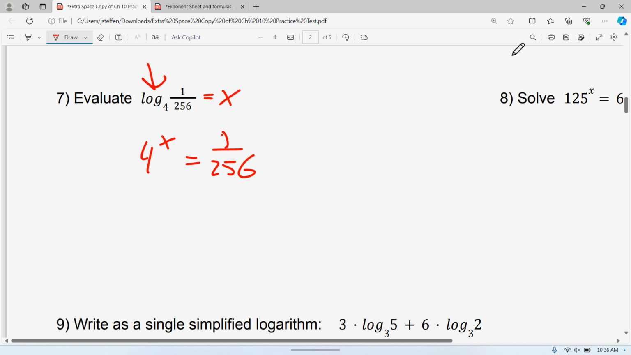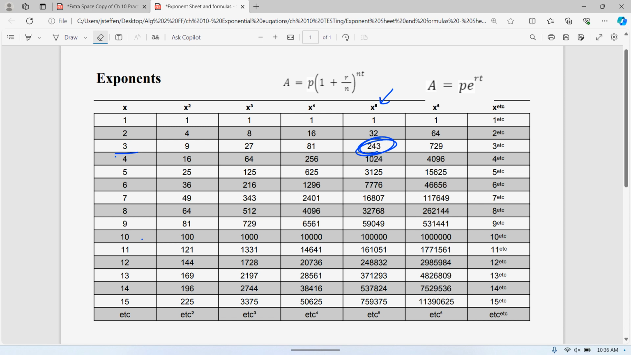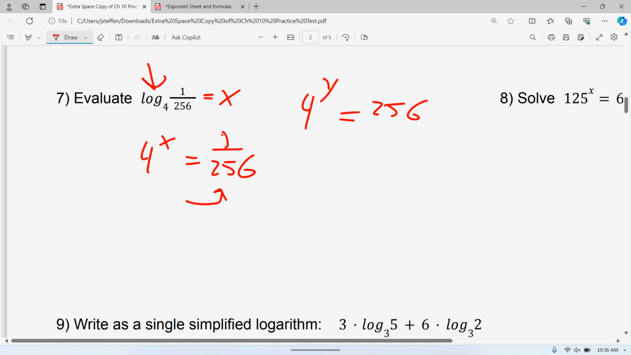So your exponent sheet, we have 256 in the denominator. So I always ask myself, 4 raised to what number? And I'm going to make it y, because I don't want you guys to think that the x and the y are the same. What would I take to get 256? Your exponent sheet shows that's 4 to the 4th. To make it 1 over 256, you need to make that 4 into a -4. So for this one, my x is -4.